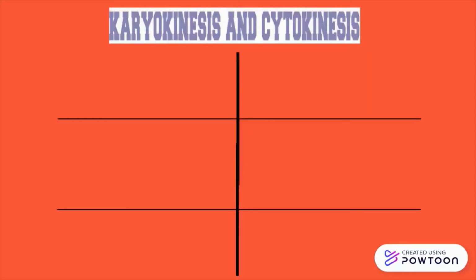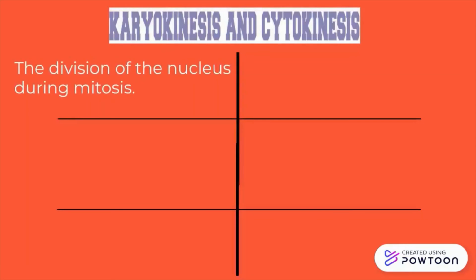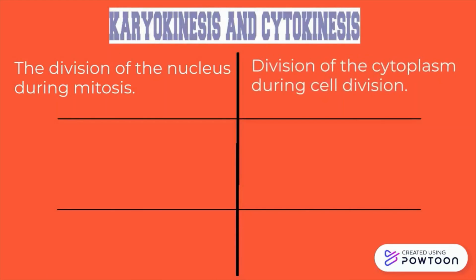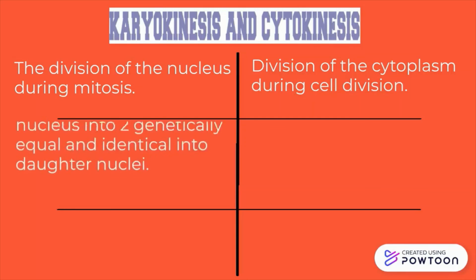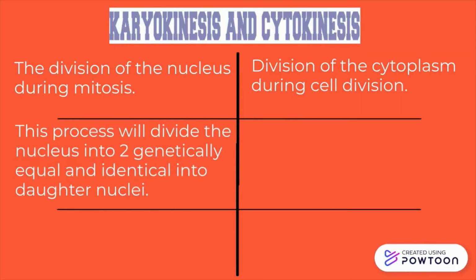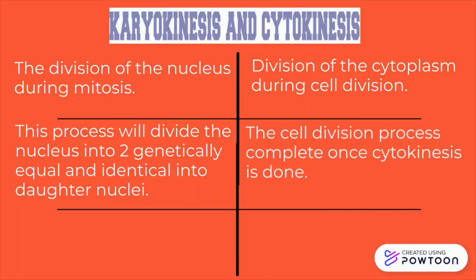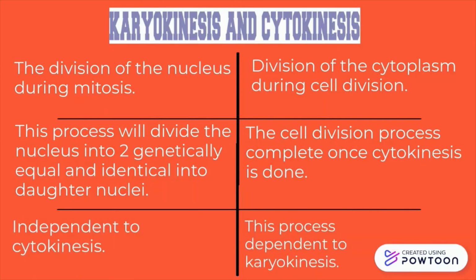When we compare karyokinesis and cytokinesis, karyokinesis is the division of the nucleus during cell division, while cytokinesis is the division of the cytoplasm during cell division. Besides that, karyokinesis is the process that divides the nucleus into two genetically equal and identical daughter nuclei. On the other hand, the cell division process is complete once cytokinesis is done. Karyokinesis is independent of cytokinesis, while cytokinesis is dependent on karyokinesis.